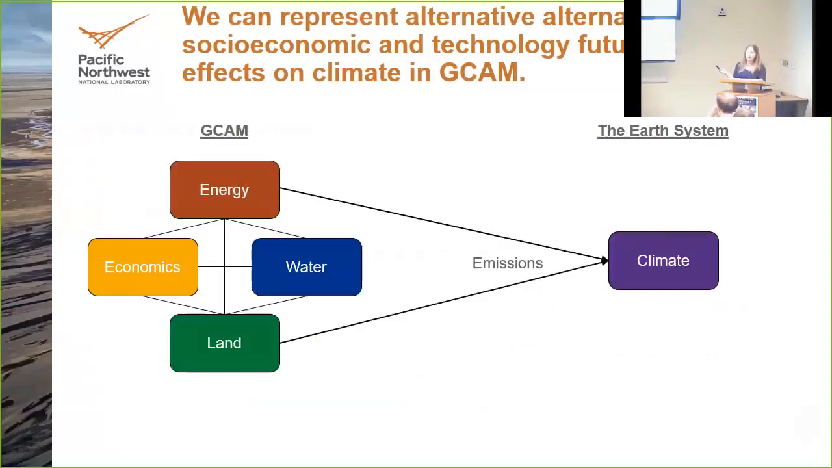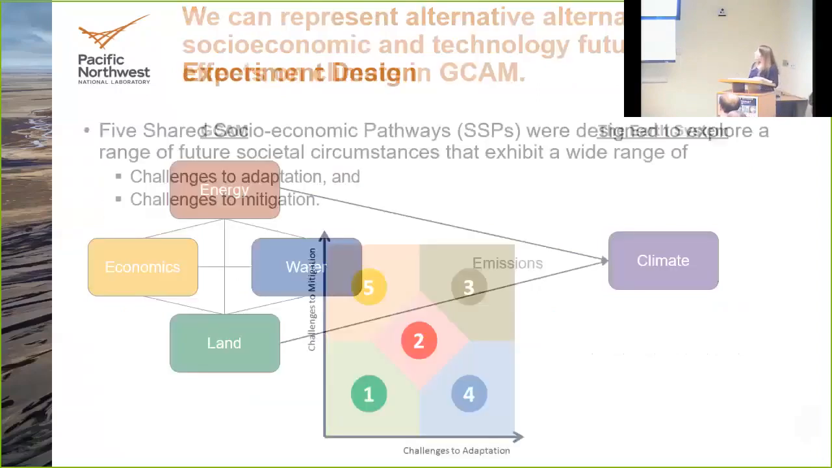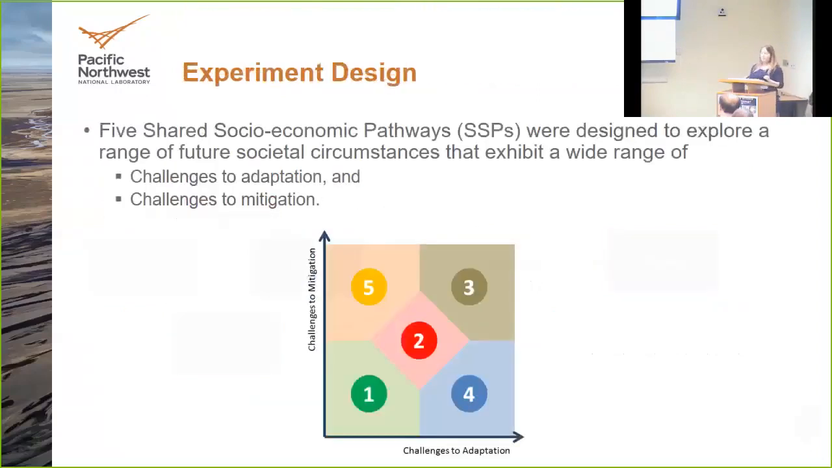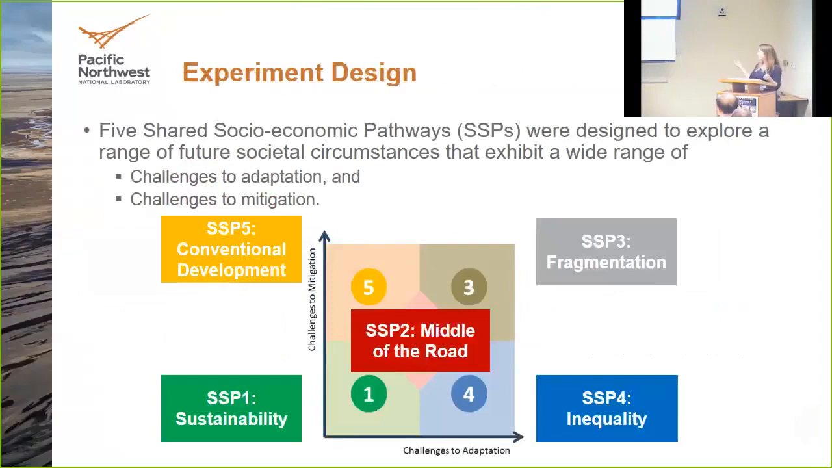And so what I'm going to do here is show changes in GCAM and feed those changes in emissions into a simple climate model and look at the resulting effects on temperature. And so these shared socioeconomic pathways were designed by the climate research community starting about 5 or 10 years ago, and they're spanning a range of challenges to mitigation and challenges to adaptation. And so they defined five different scenarios in that space. They all have names. So SSP1 is low challenges to mitigation, low challenges to adaptation. It's called a sustainability world, where on the other extreme, this SSP3 is high challenges to mitigation and high challenges to adaptation.